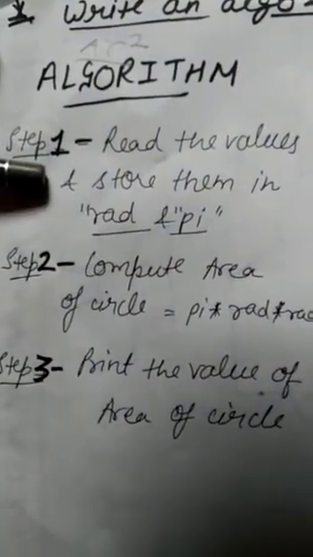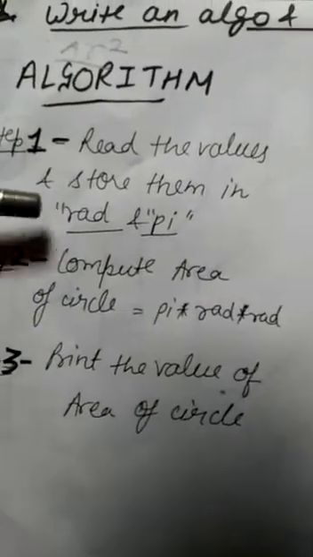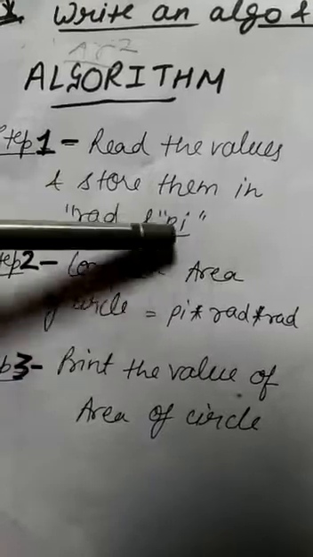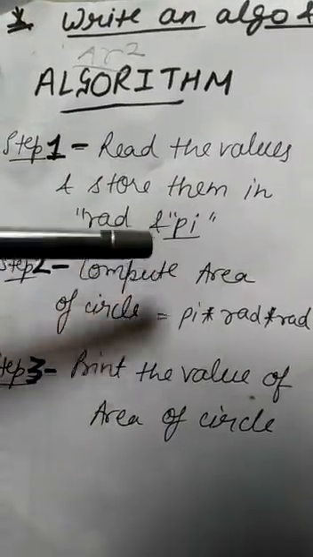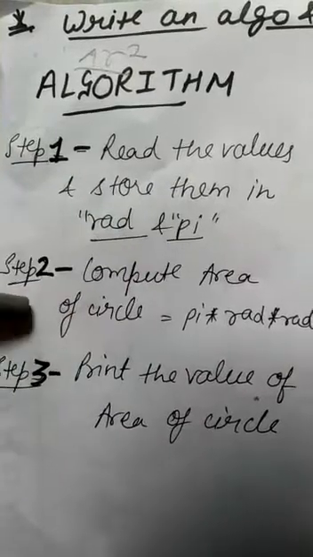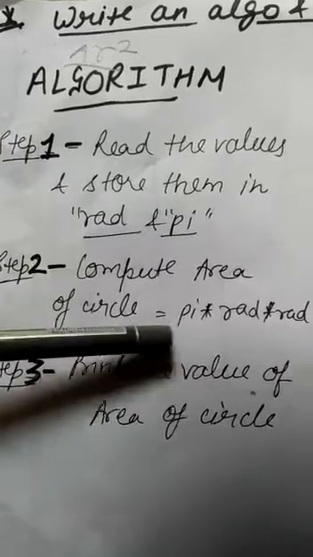So first step is to read the values and store them in rad and pi. Whatever values you take for rad, meaning radius, and pi, this 22/7. Okay, we will not take the numeric value because it's an algorithm, so we will just take pi. Then step 2, you have to compute the area of circle, and the area of circle formula is pi r square.